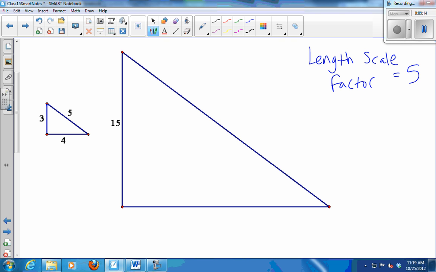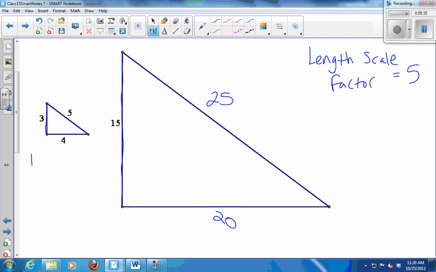Yep. So this one's a 3 and this one's a 15. So my scale factor has to be 5. I enlarged everything by a factor of 5. So that means that this 4, when I enlarge by a factor of 5, will become a 20. And this 5 will become a 25.